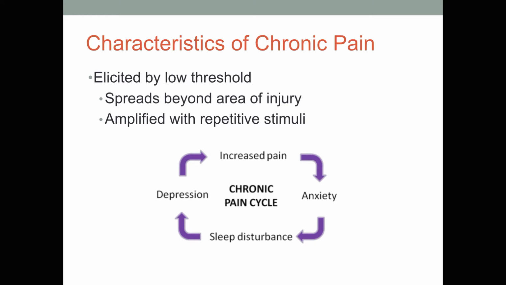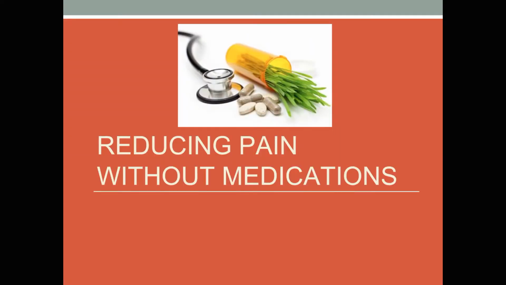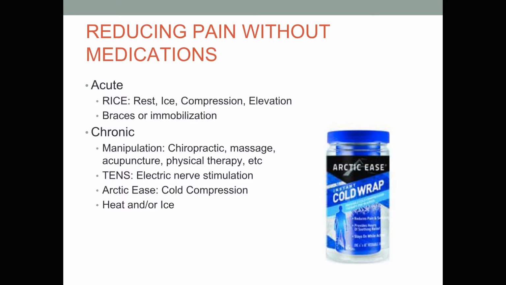What is a characteristic of chronic pain? It's elicited by a low threshold, and it spreads beyond the area of injury, and is amplified with repetitive stimuli. It's a very vicious cycle that people deal with in chronic pain, with anxiety, sleep disturbances, and depression being part of that cycle. How do we reduce pain without medication? If you're talking about an acute or a recent pain, RICE helps: rest, ice, compression, elevation, and potentially braces or immobilization to allow the area to heal itself.